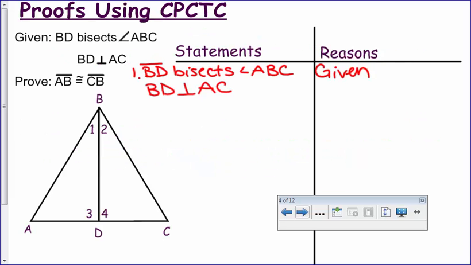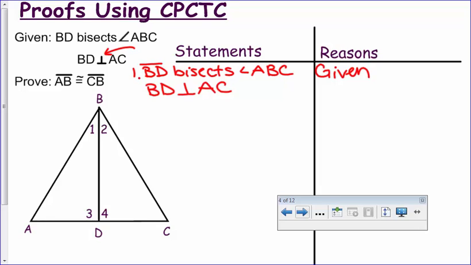Let's practice. This first one, we're given that BD bisects angle ABC and that BD is perpendicular to AC. I may need to do some extra information with this perpendicular. We'll see when we get to it. I'm trying to prove, though, not that the triangles are congruent, but that side AB is congruent to side CB. So the first thing I have to do is prove that the triangles are congruent.